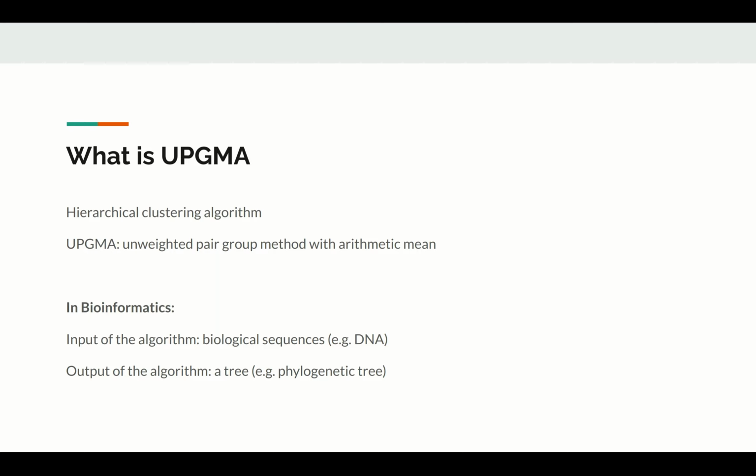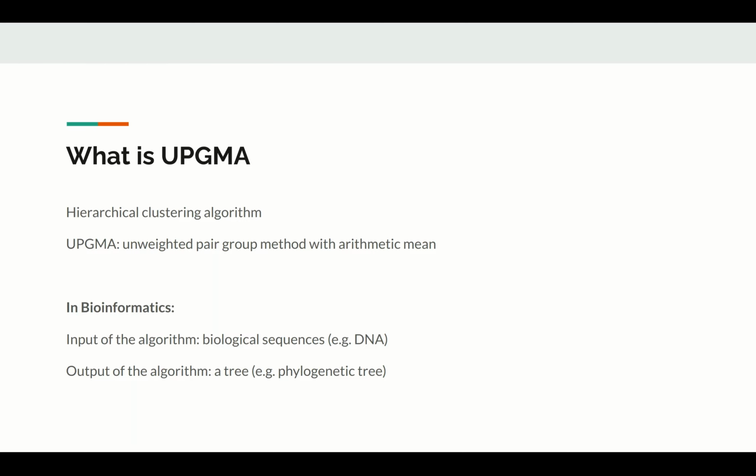So what is UPGMA? UPGMA is a hierarchical clustering algorithm and is the abbreviation of unweighted pair group method with arithmetic mean. So it uses pairs to group the clusters, to group the items, and uses arithmetic means to update values, and we're going to see what that means.